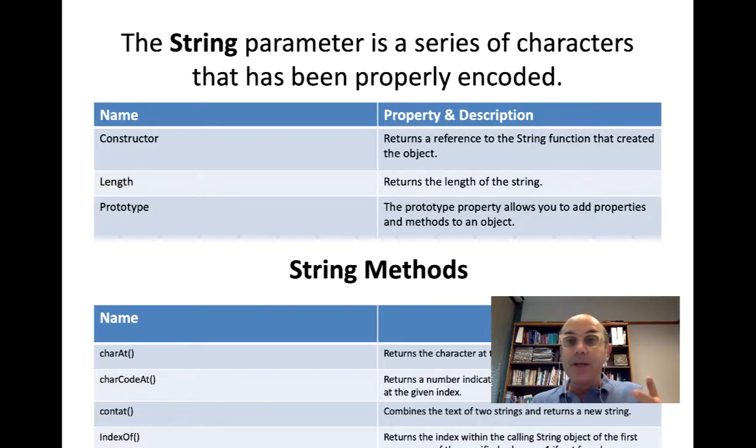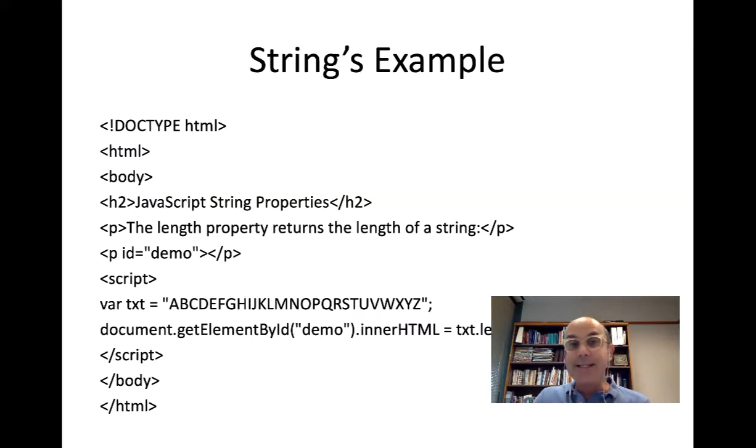We have some characters in the string, and each one of them allows us to apply or execute the string as a method or a property. So we have string methods, for example, charAt returns the character at a specific index, or charCodeAt returns a number indicating the value of the character at a given index, and we will see an example of it.